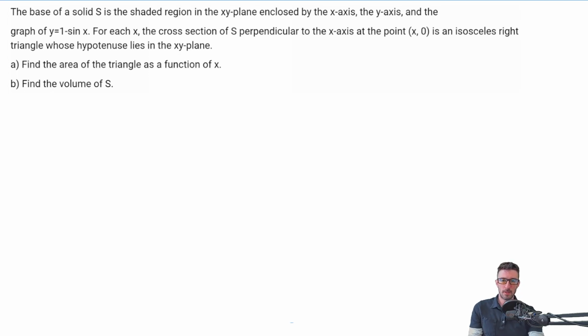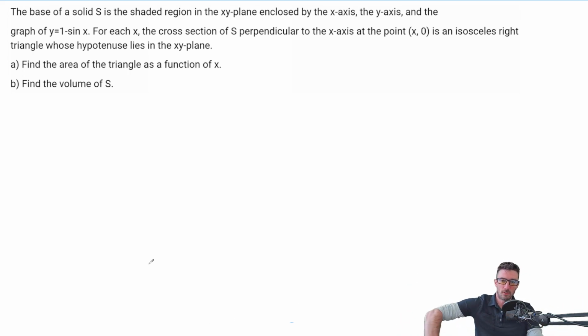Alright, here we got the base of a solid is the shaded region in the xy plane enclosed by the x-axis, y-axis, and the graph of y equals 1 minus sine x. The cross-section of S perpendicular to the x-axis at the point x is an isosceles right triangle whose hypotenuse lies in the xy plane. What the hell did we just read?